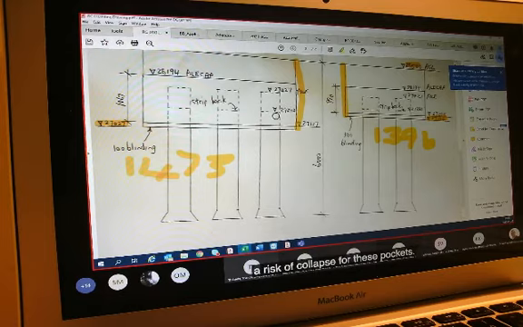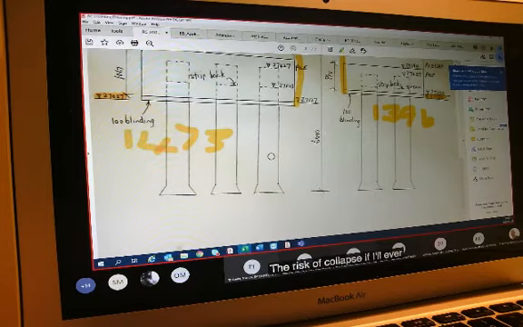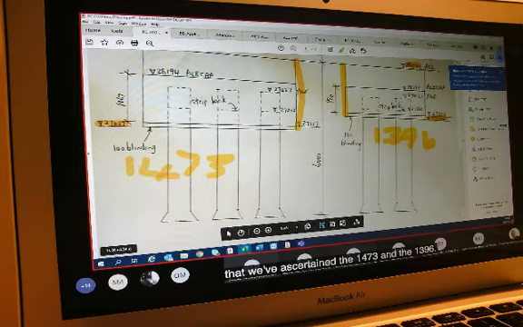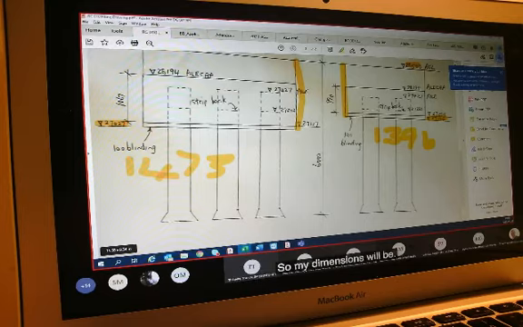And for these, we also now need to do risk of collapse for these pile caps. And how will the risk of collapse be? If I have a look at my depth that we've ascertained, the 1473 and the 1396, we now have that. We need to do the risk of collapse to those. So my dimensions will be the same. I will not be interested in anything other than the depth that I've excavated, and the depth that I've excavated here would be 1473 and 1396.